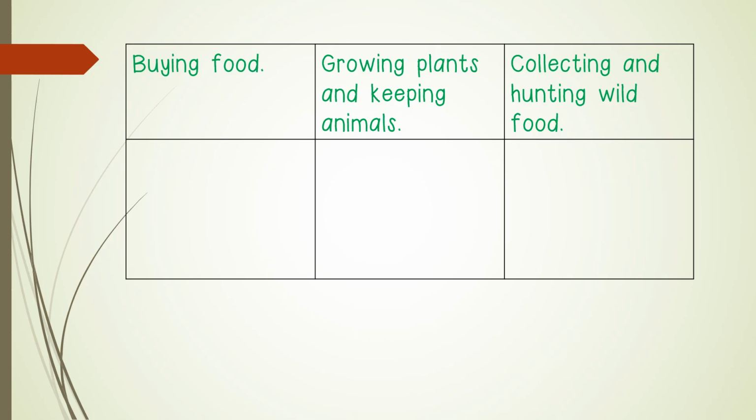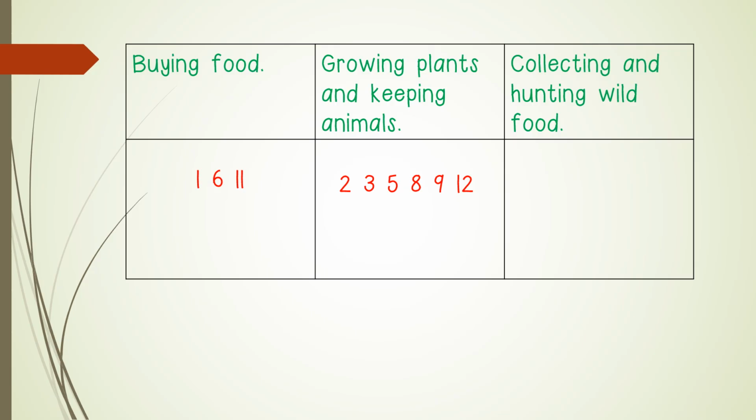Okay. Under our buying food column, you needed to have number 1, number 6, and number 11. If you got all 3 correct, you can put a tick above the numbers. In our growing plants and keeping animals column, you needed to have numbers 2, 3, 5, 8, 9, and 12.